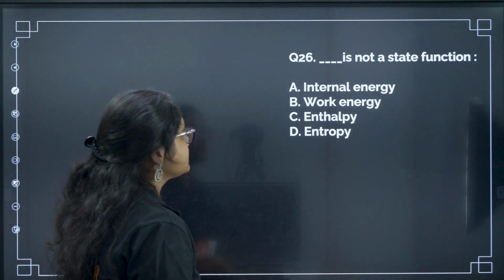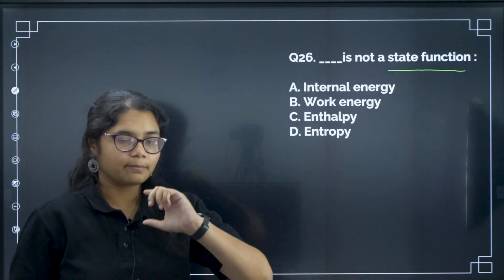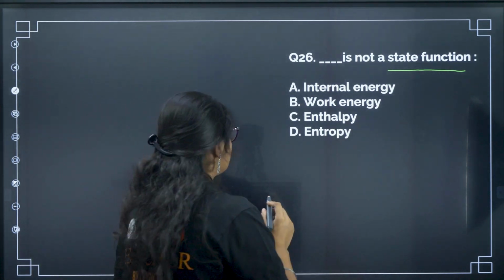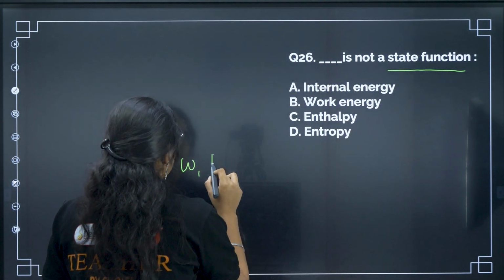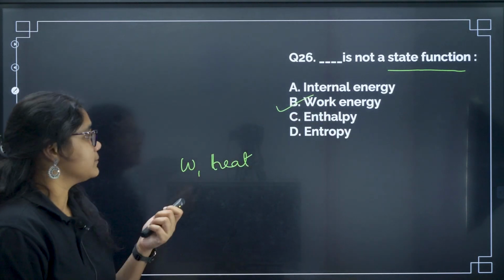Next. Which is not a state function? State functions are those functions which do not depend on the path followed. They only depend on the initial and final values. There are only two path functions, that is work and heat, right? So work is a path function. Correct answer is option number B.